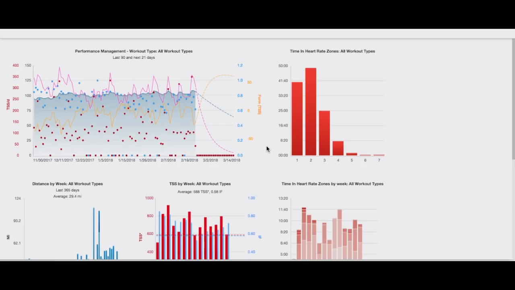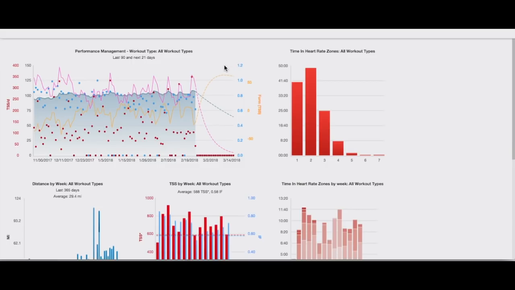Once you're into your TrainingPeaks account, you'll have the ability to select Home, Calendar, Dashboard, or ATP, which stands for Annual Training Plan. I'm on Dashboard right now. That's what you see. And this is for one of my athletes that I'm coaching, so I'll just use him as an example for how this can work.